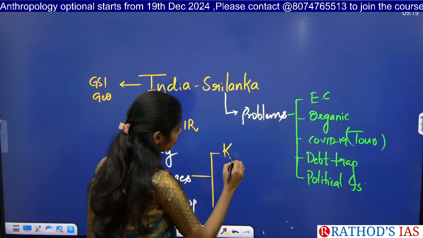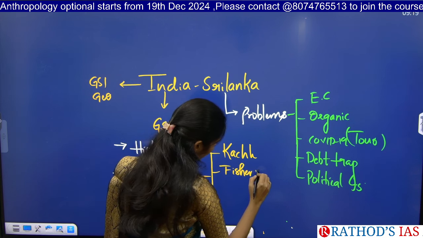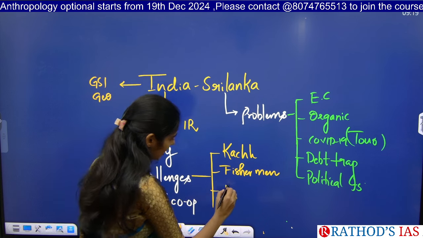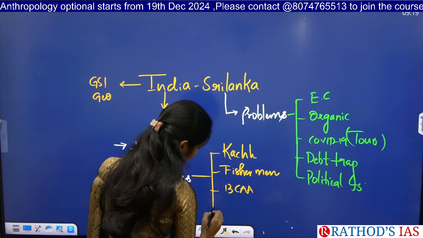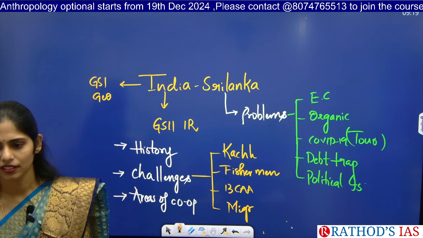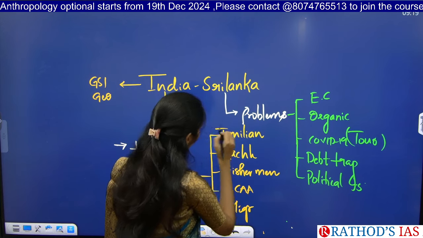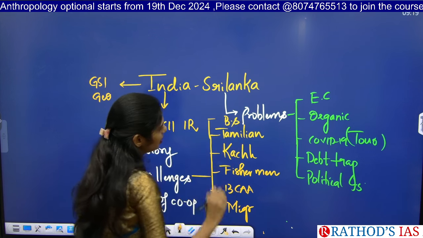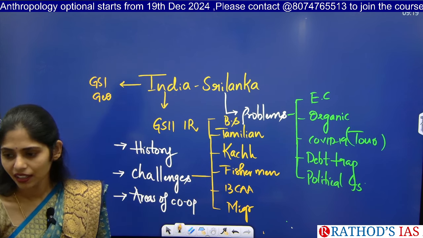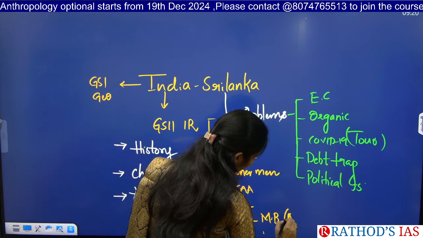Katchatheevu, next. Fishermen issue. Arvind, tell me. Fishermen issue. Okay, 13th Constitutional Amendment, next. Migration. Next. Okay, Tamilian issue. Next. Yes, very good. Border security. Next. Okay, maritime boundary and agreements related to this.